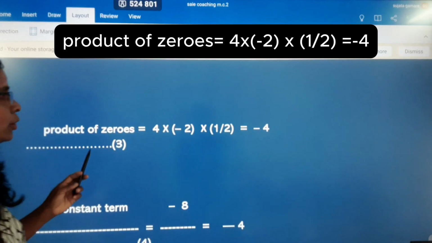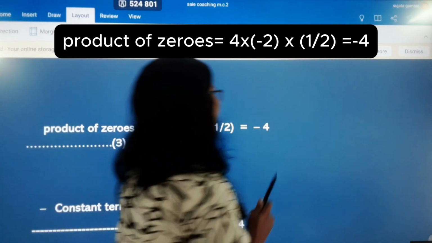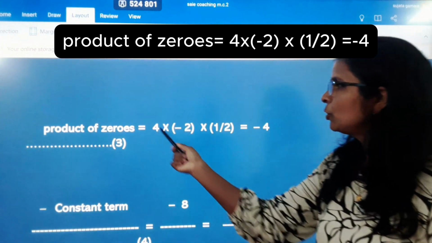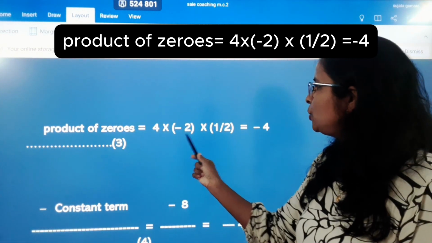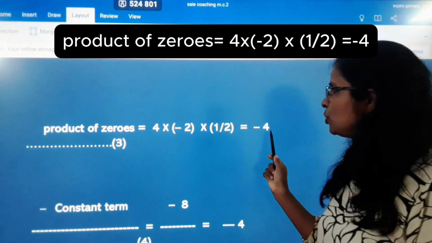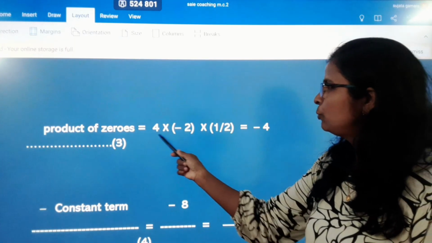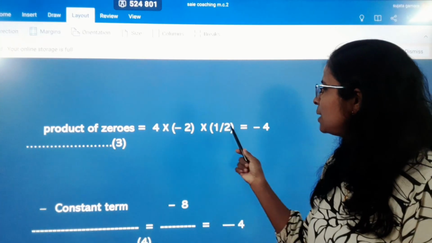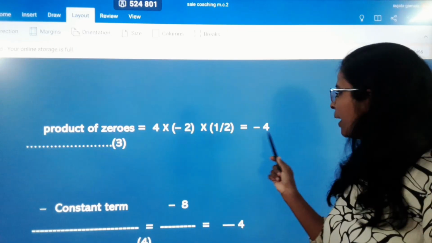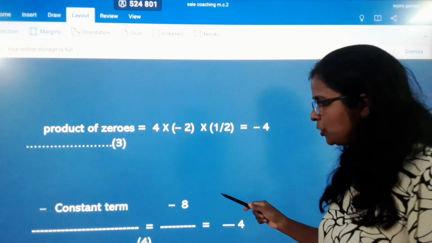Now the product of zeros. Here see product of zeros, first zero, second zero, third zero. The product will be minus 4, okay, 4 twos are minus 8, and minus 8 upon 1 upon 2, that means 2 fours are 8, so minus 4. Call it the third equation.